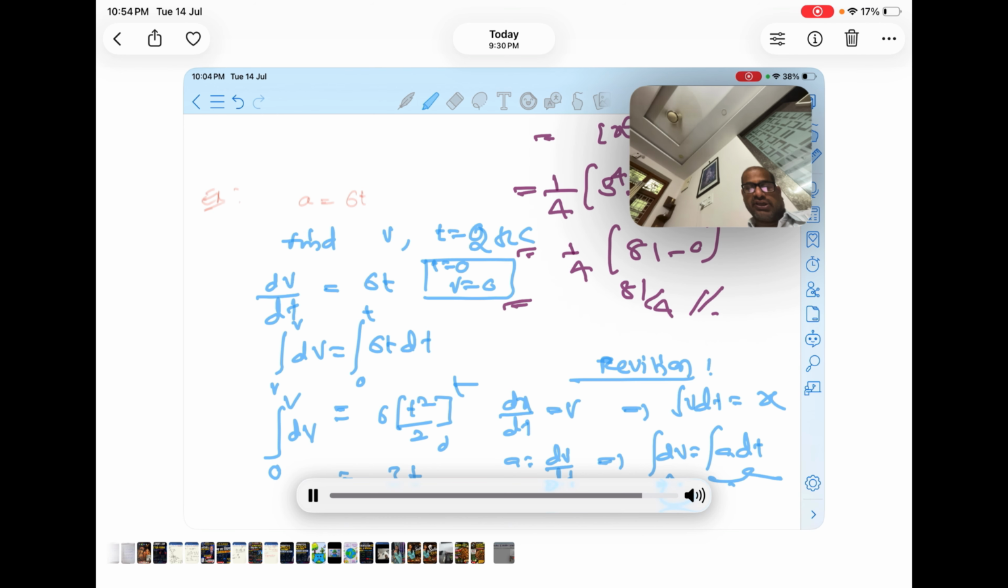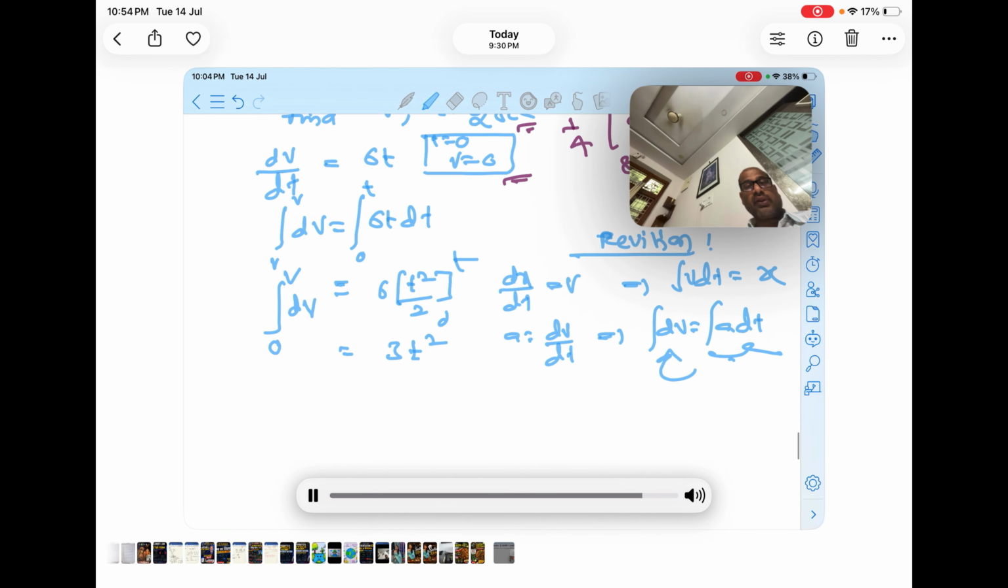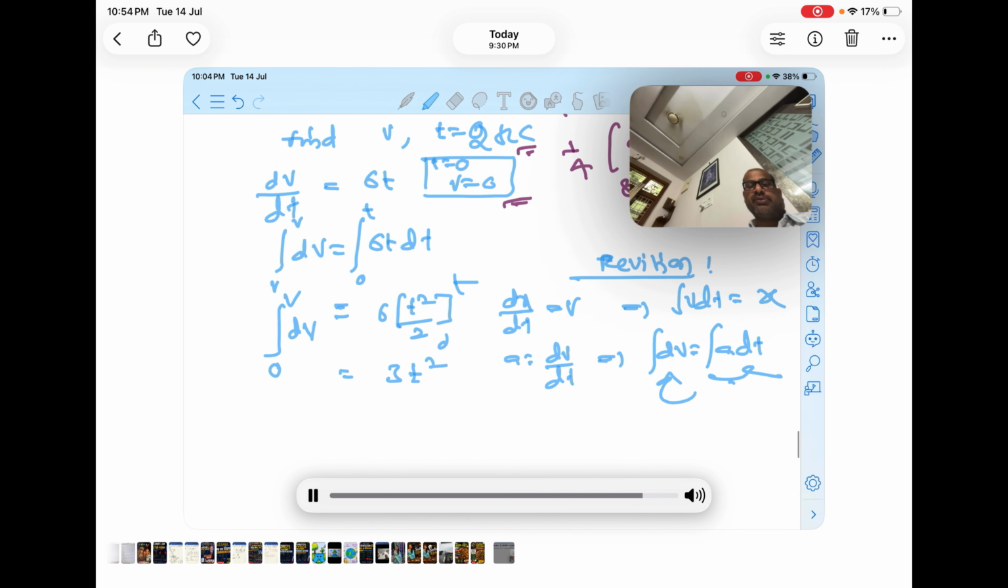Getting? So 0 to 2 seconds means t becomes 2 seconds. Substitute here. So 3 into 2 square. 2 square means 4, which is equal to 12 meter per second. Okay. So like this.